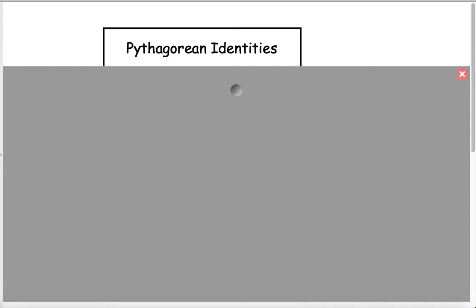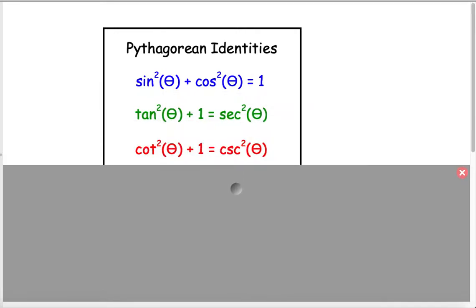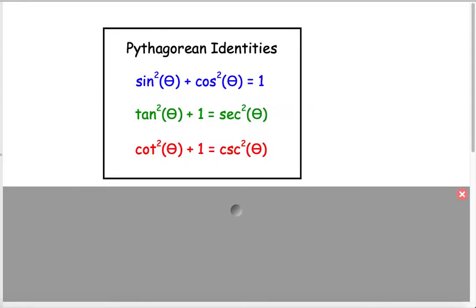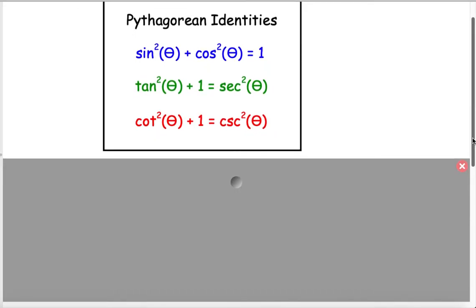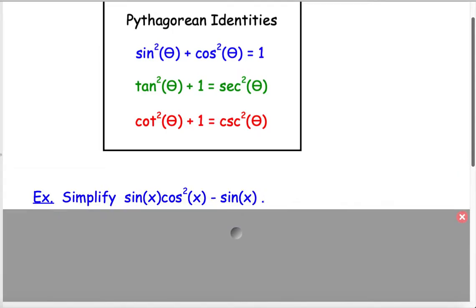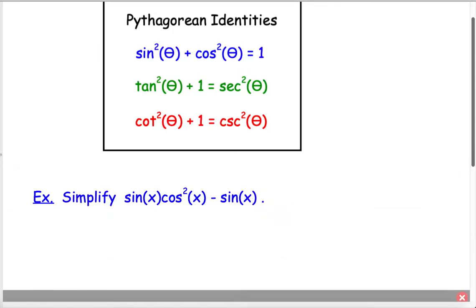Examples lead us to the important Pythagorean identities which help us manipulate trigonometric expressions. So we know the sine squared of an angle plus the cosine squared of that same angle is equal to 1. The tangent squared plus 1 is equal to the secant squared, and the cotangent squared plus 1 is cosecant squared. So those are going to be worthwhile remembering as you work through problems. We'll use these so much, especially the first two, that you won't have any trouble remembering those. So let's look at several examples.